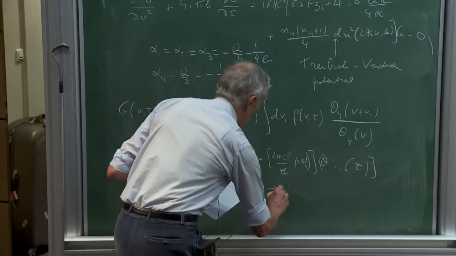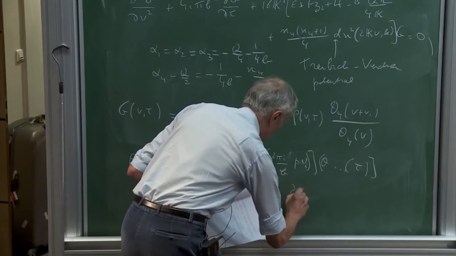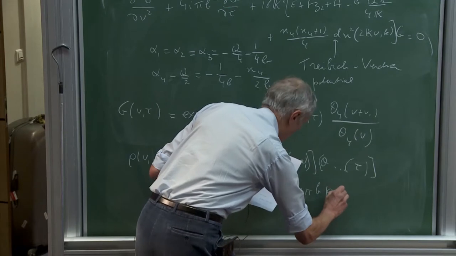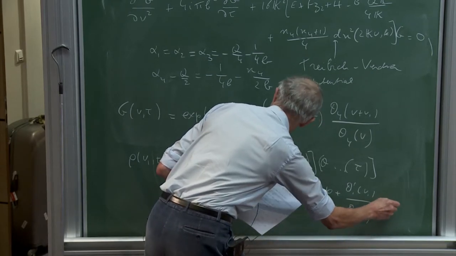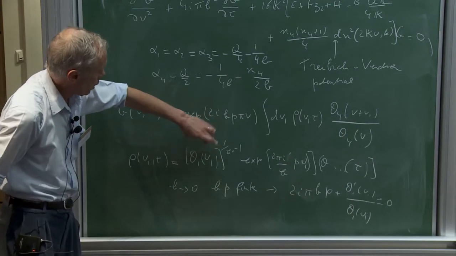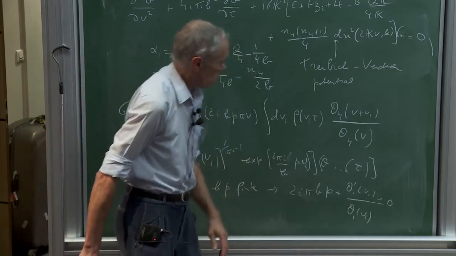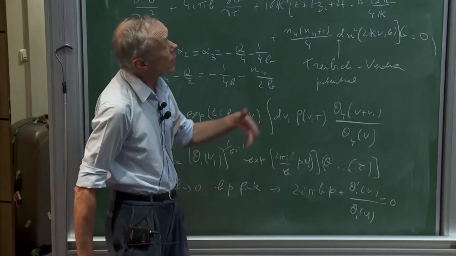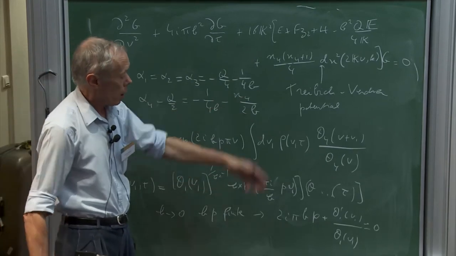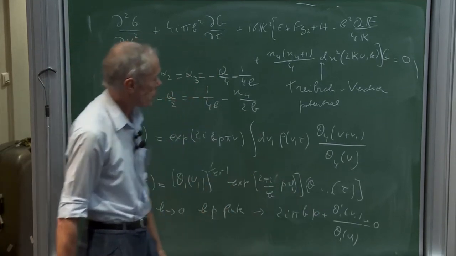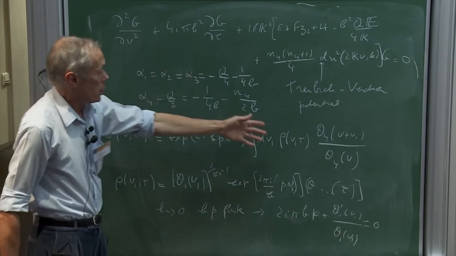Then for the solution, you can do steepest descent on this, and you find that nu 1 is fixed to be 2i pi b times p plus theta prime 1 of nu 1 over theta 1 of nu 1 equals 0. Because you see, here you have a 1 over b squared, and here you have a 1 over b. So when you do steepest descent, you find that this is the solution. And the solution is exactly the solution of the initial Lamé equation, which was found by Hermite 150 years ago or something. Okay, so we have here an extension including this tau derivative and an explicit integral representation.